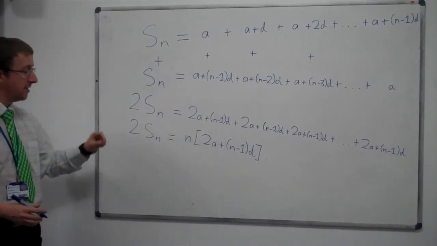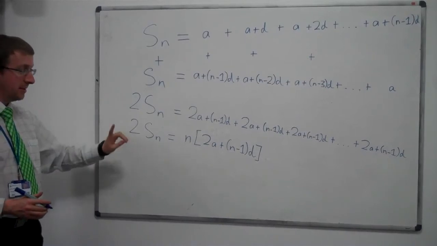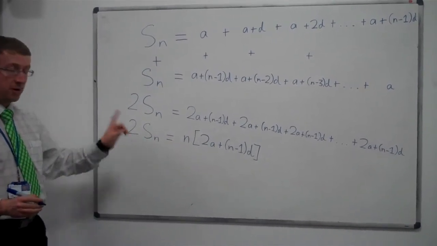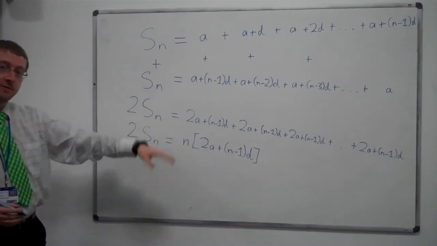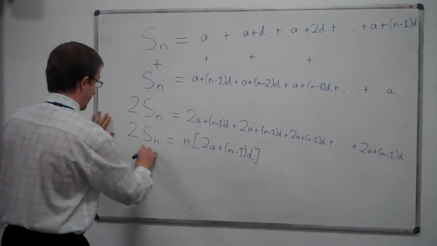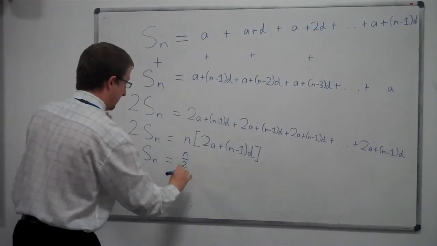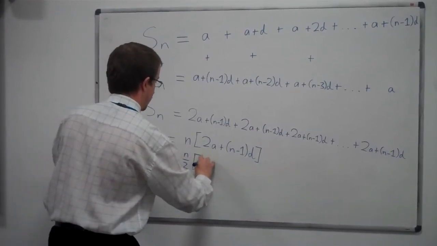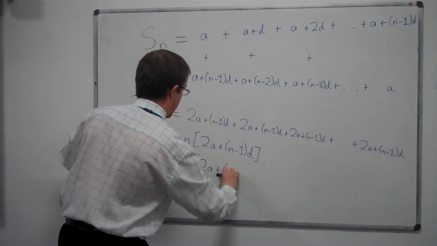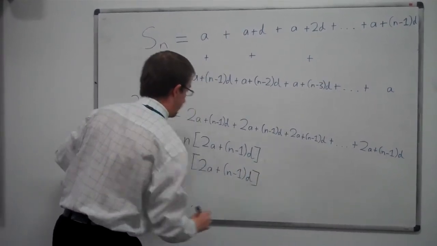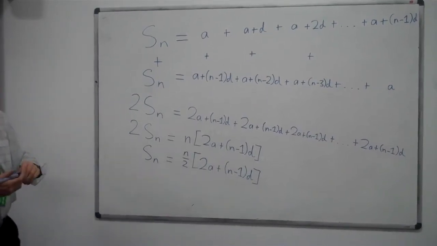We are so close. The last step, of course, this gives us 2 lots of the sum to n terms. We only need 1 lot, so divide everything by 2. And there we have it.